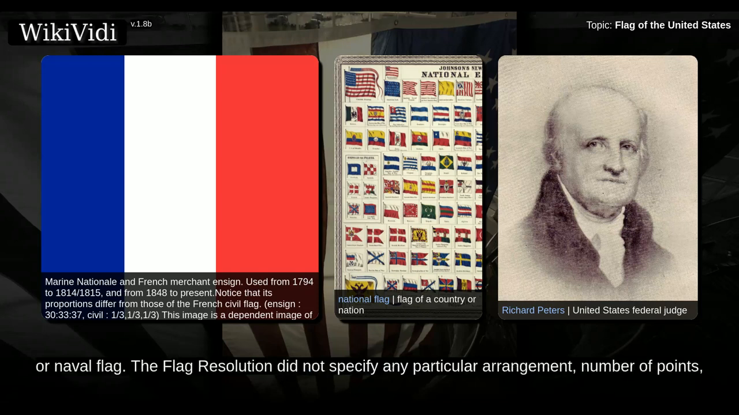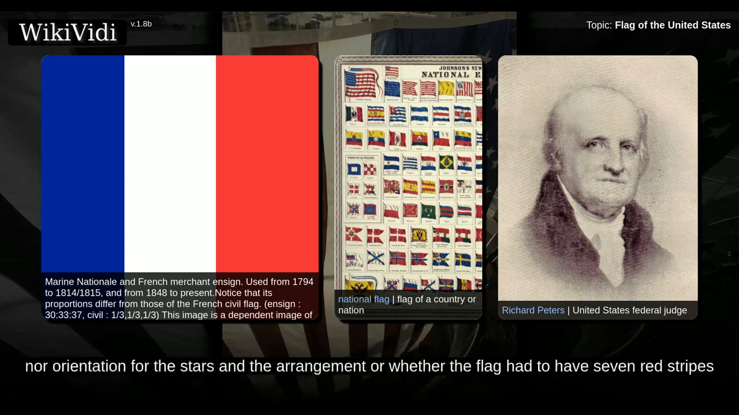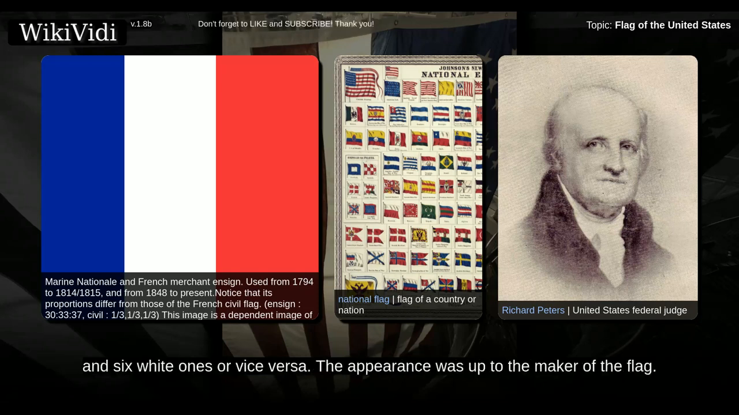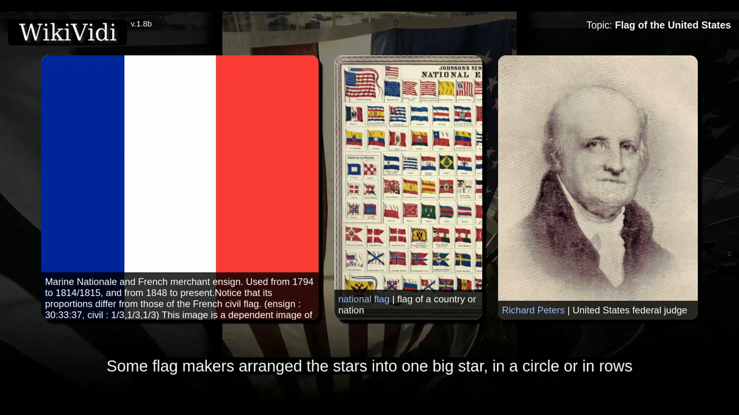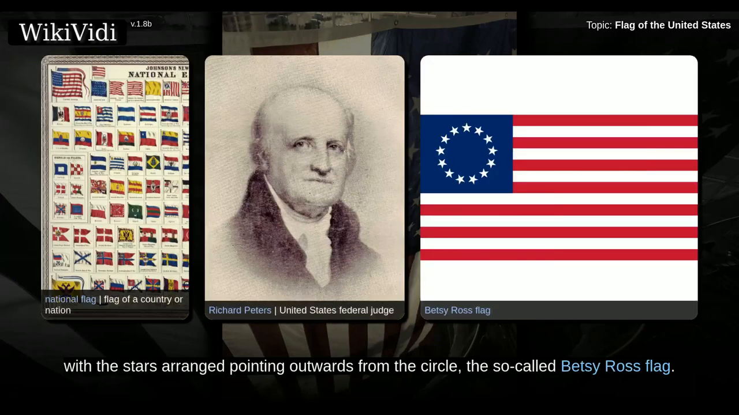The flag resolution did not specify any particular arrangement, number of points, nor orientation for the stars, nor whether the flag had to have 7 red stripes and 6 white ones or vice versa. The appearance was up to the maker of the flag. Some flag makers arranged the stars into one big star, in a circle or in rows, and some replaced a state star with its initial. One arrangement features 13 five-pointed stars arranged in a circle, with the stars pointing outwards from the circle, the so-called Betsy Ross flag.